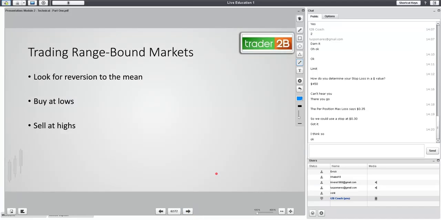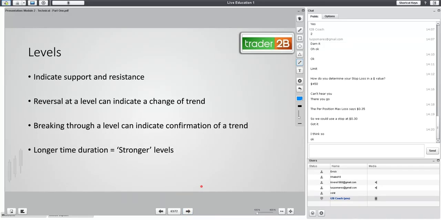Trading a range bound market. In a range bound market, you're going to look for reversions back to the mean or the average. You want to buy at the lows and sell at the highs. You want to look for candlestick patterns and individual candle patterns that will suggest the market price is beginning to reverse.